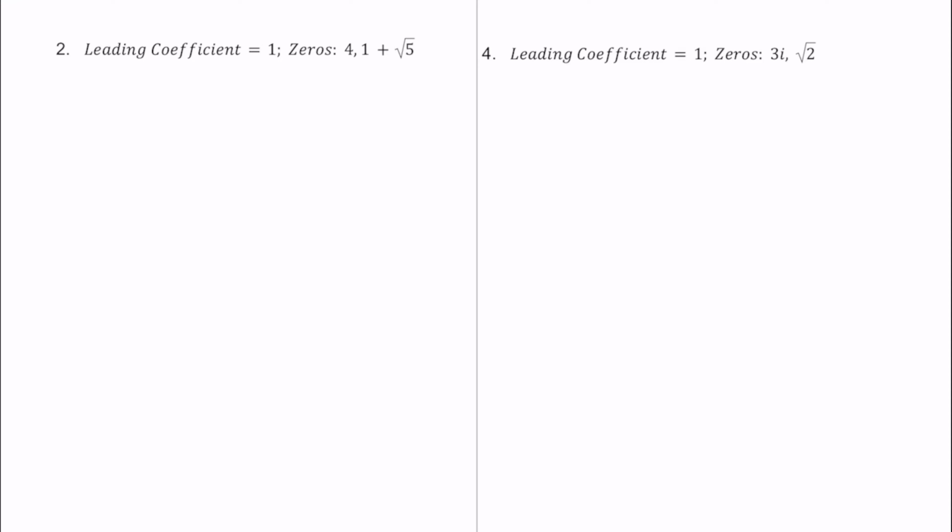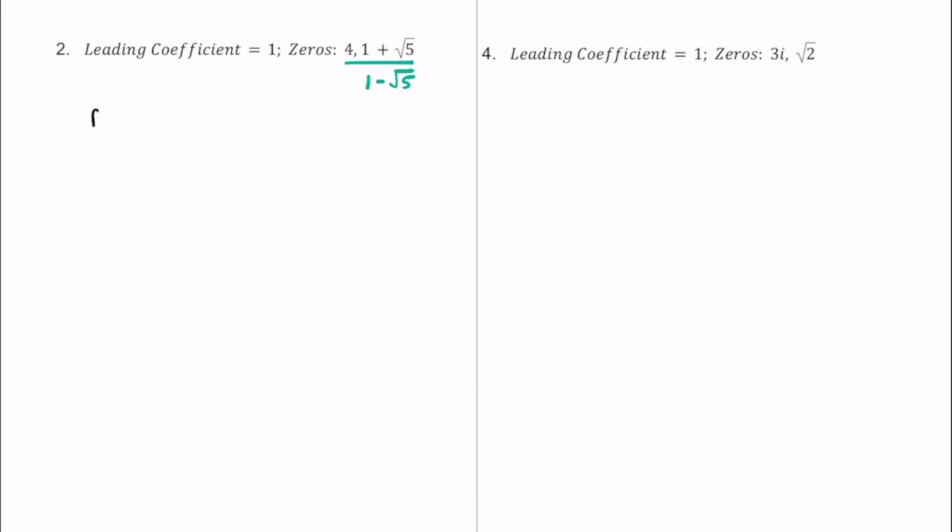in this case we have zeros that were given of 4 and then 1 plus root 5. Now, for this one, we want to make sure we understand that if we have rational roots, they just come alone, like this 4. However, we have an additional root here. If we have an irrational root like 1 plus root 5, we also have an additional one of 1 minus root 5. So be aware that even though we're given 2 roots here, we technically have 3.